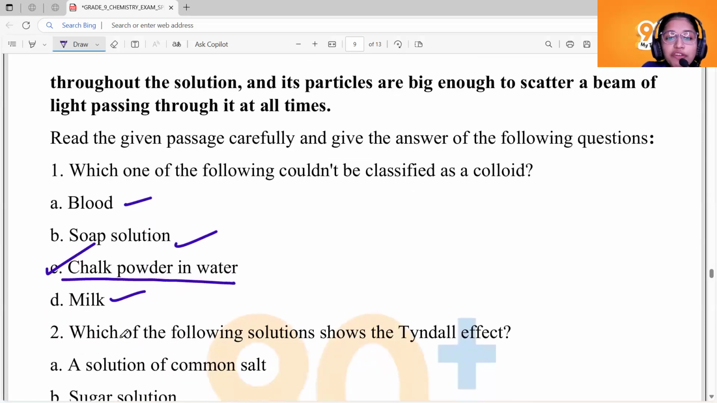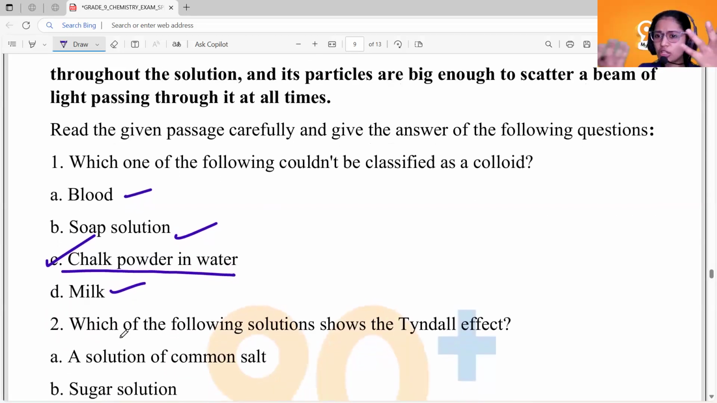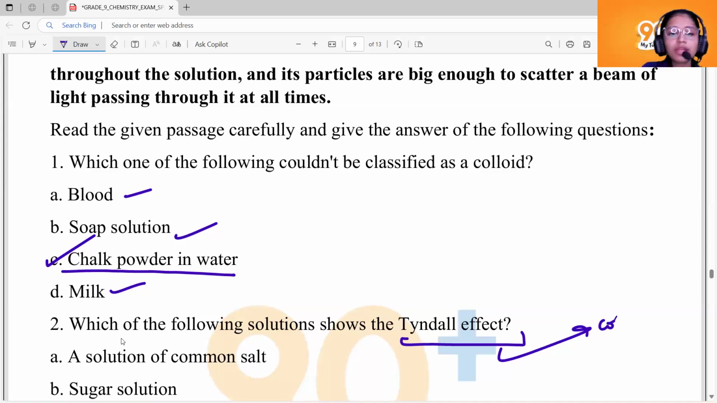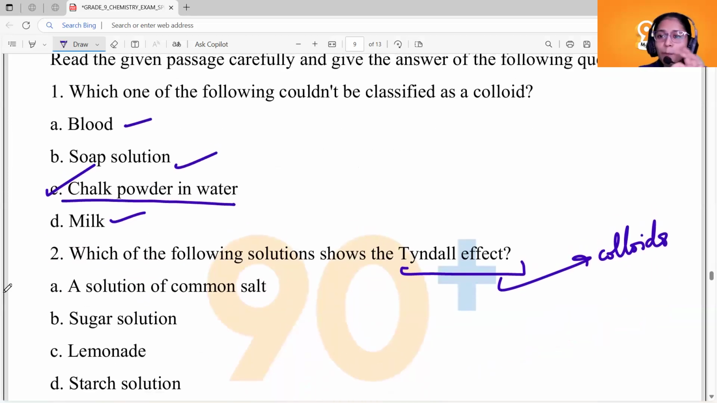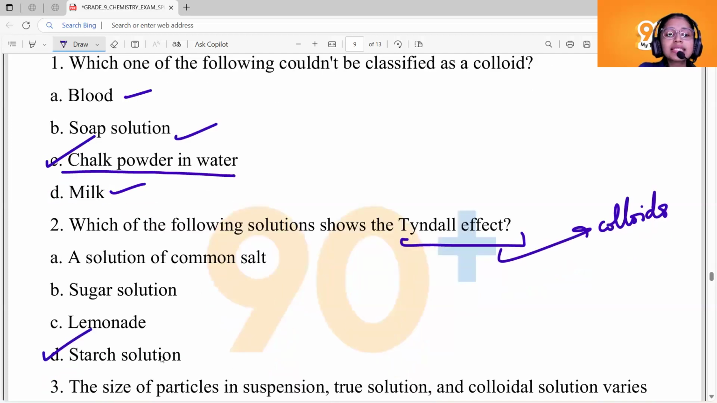Which of the following solutions show Tyndall effect? Which solutions show Tyndall effect throughout? Tyndall effect is a unique property of colloids. So look for colloids. A solution of common salt? No. Sugar solution? No. Lemonade? No. Starch solution. Starch solution is a proper colloid. So option D is the correct answer.